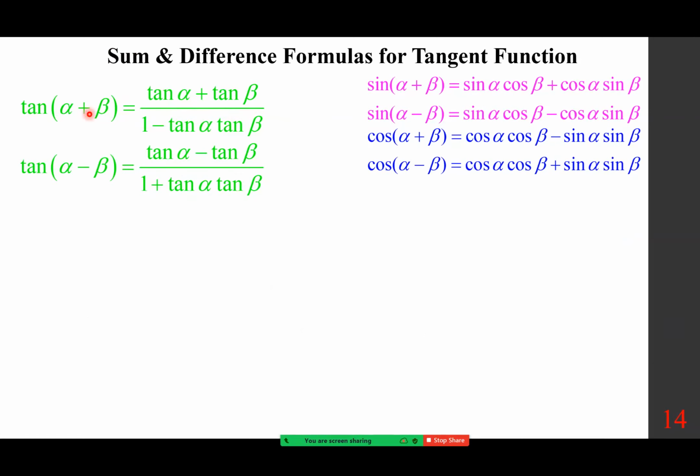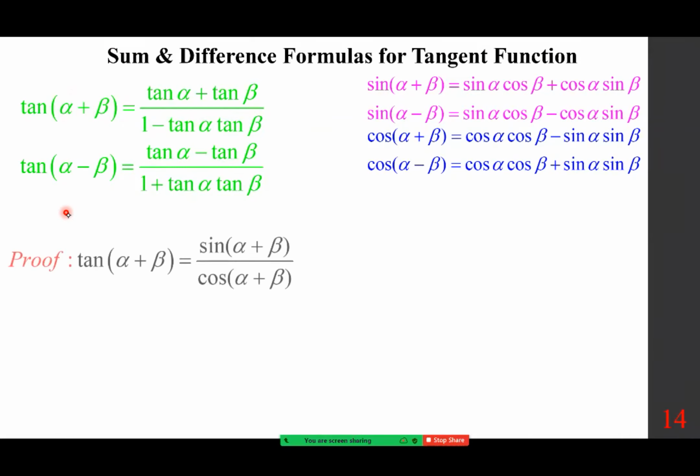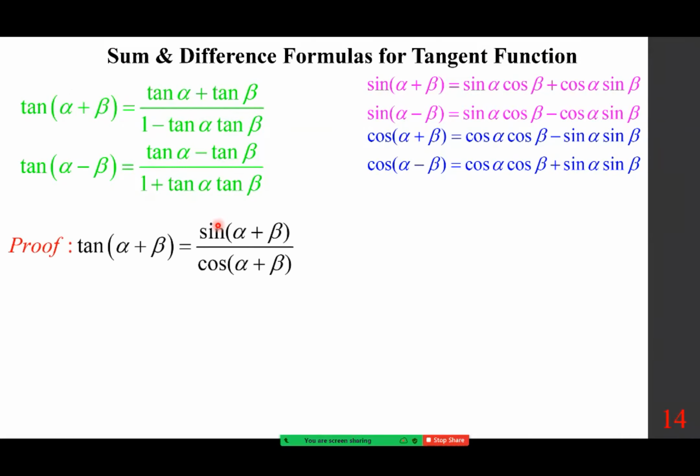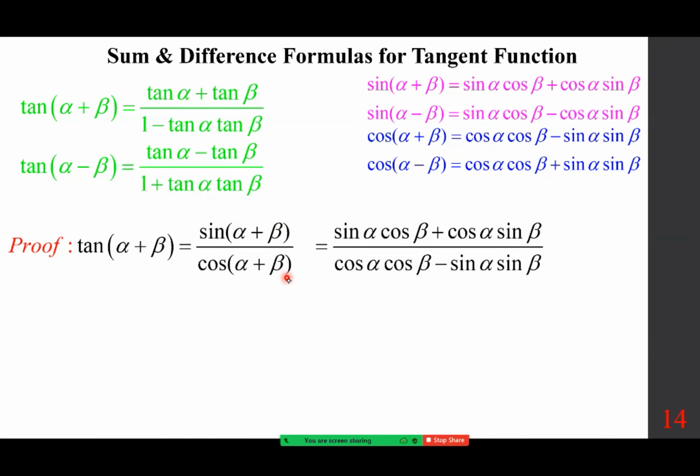You start with the left-hand side and you say tan is sine over cosine. So sine of alpha plus beta over cosine of alpha plus beta. Now you write sine of alpha plus beta at top. You write cosine of alpha plus beta at the bottom.